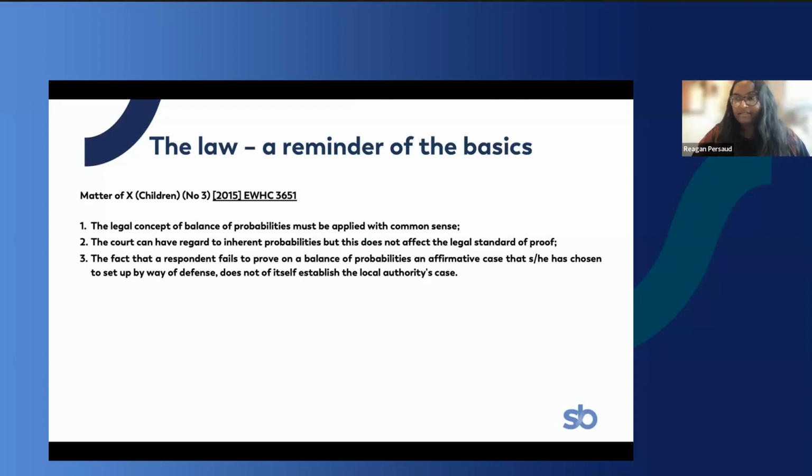Munby heard the evidence and he decided actually the mother is a liar. There's no doubt about it. She had no credibility whatsoever. But that in itself could not establish the local authority's case. Regardless of how implausible her story was, it was still on the local authority to prove its case.